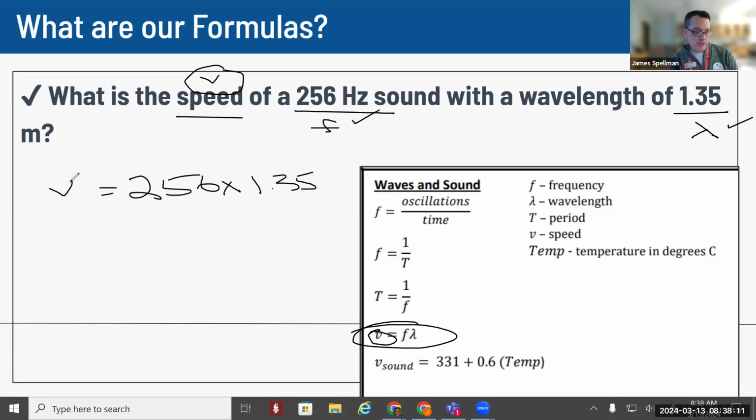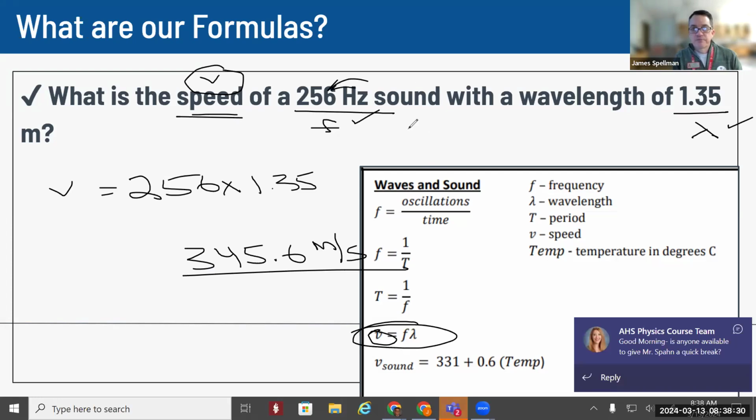So 256 times 1.35 is 345.6, and we're done. And again, it says speed, and speed's always going to be meters per second with these. Hertz, again, when we're using all these terms, we're always using meters and seconds in our measurements to do these.